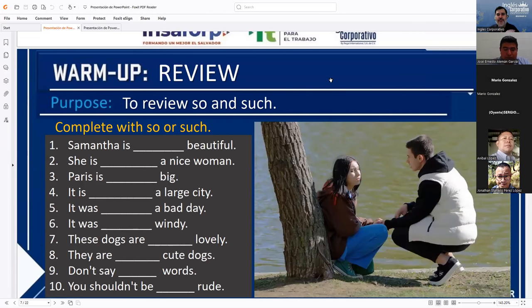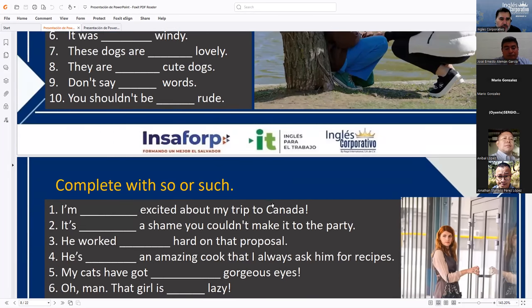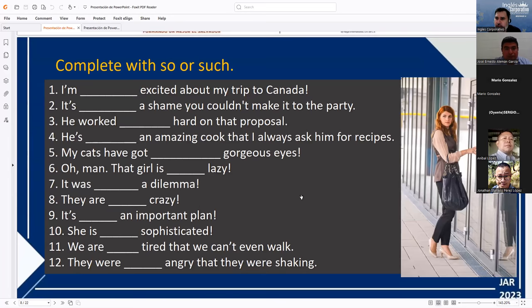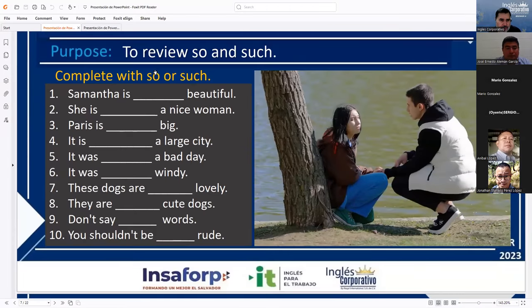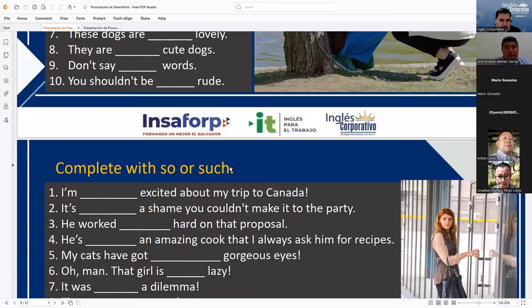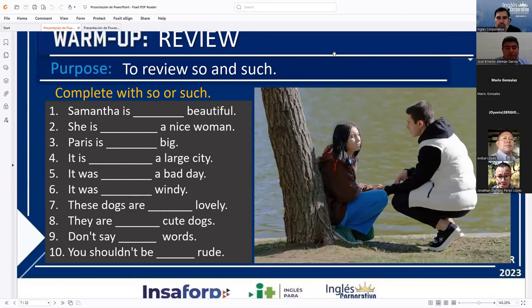Warm up. Review. In the review, we're going to be working on so and such. So we're going to be completing with so and such. This one and this one, so we're going to be doing two. This and this, then we check it too. So let's go to the groups.